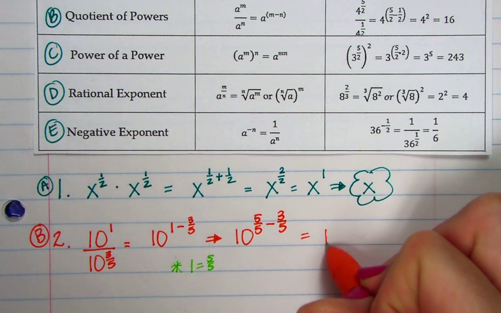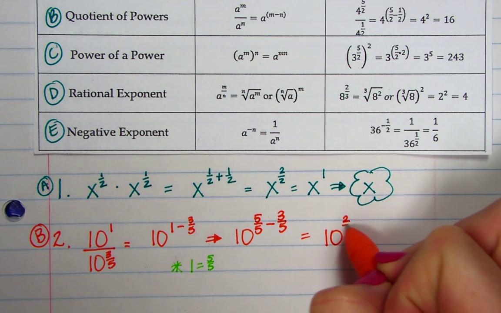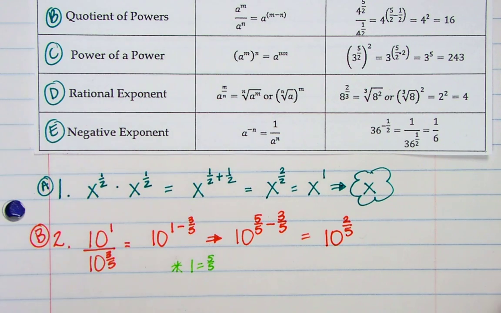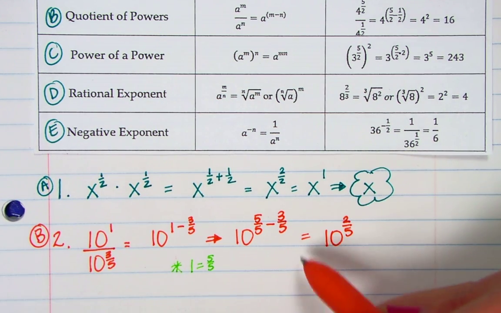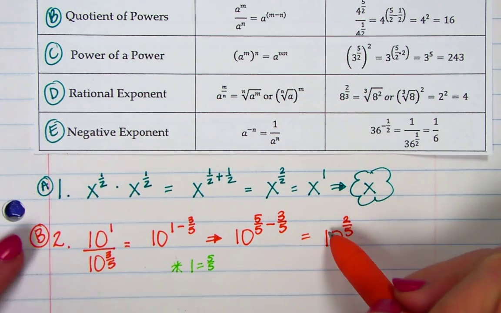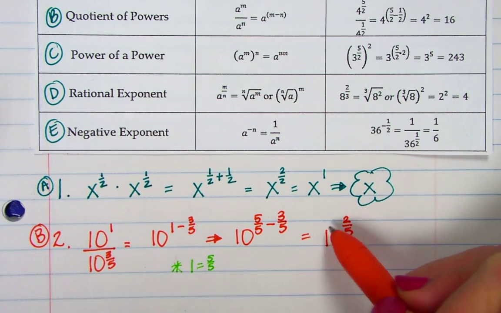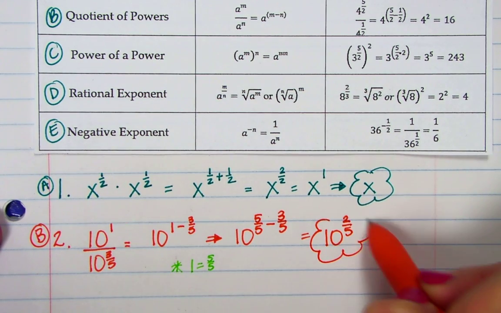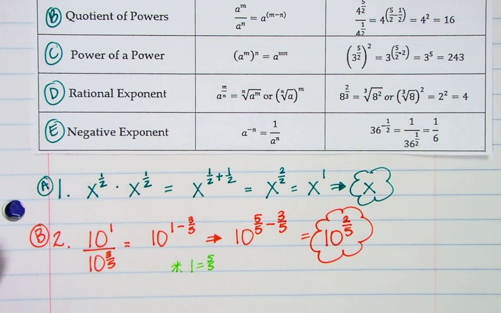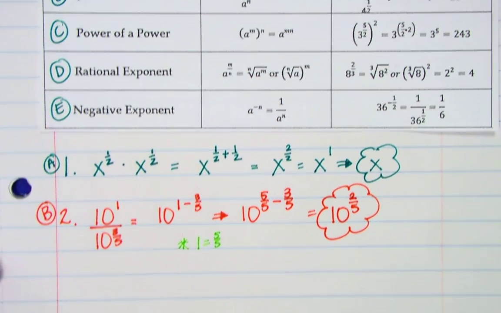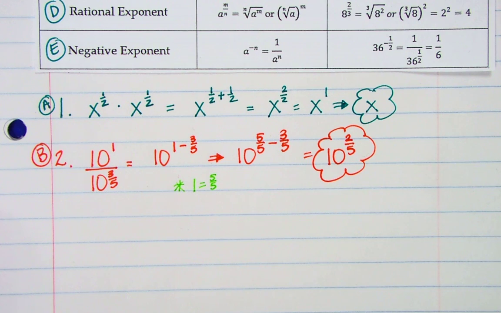2, right? So the answer would be 10 to the 2/5, right? And we don't have to simplify it further. What we're doing here is just adding, subtracting, whatever, but we don't have to put it in radical form. This is fine. 10 to the 2/5. Any questions on that one?